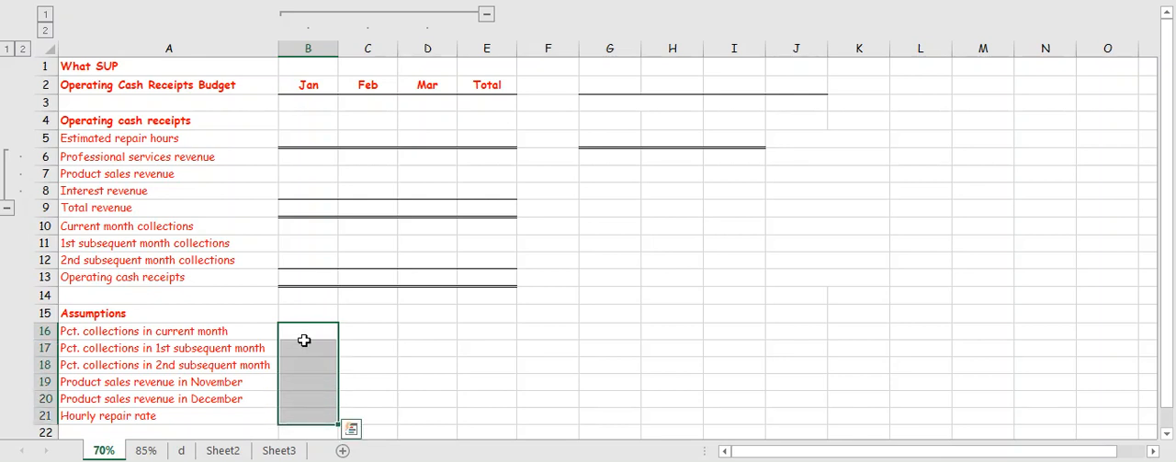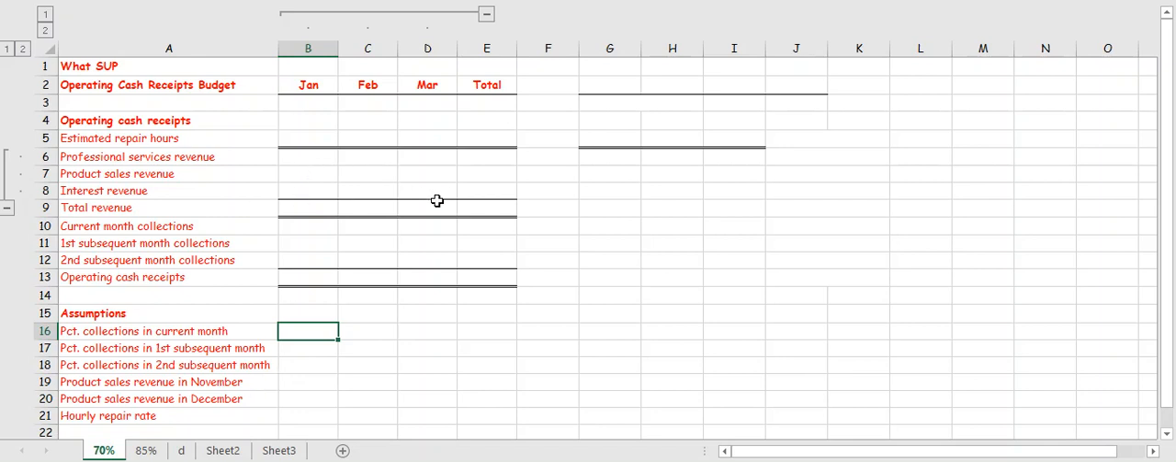So I'm not showing the formula bar, and the reason is because I want you to do this on your own, but I'm going to walk you through and explain it to you. What we're doing is we're making a sale, right? Now, the product sales, we don't necessarily collect right away. So we might collect some in the month that we sell it, some in the next month. So if we make a sale in January, the first subsequent month is February, the second subsequent month is March.